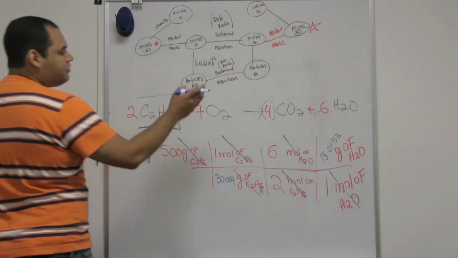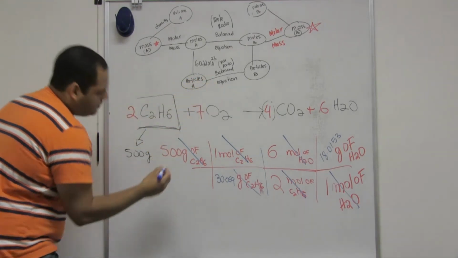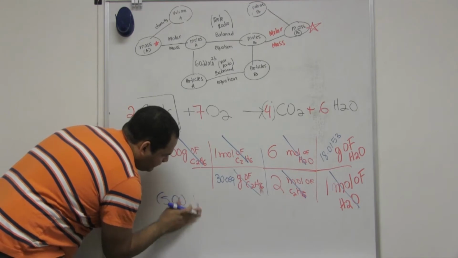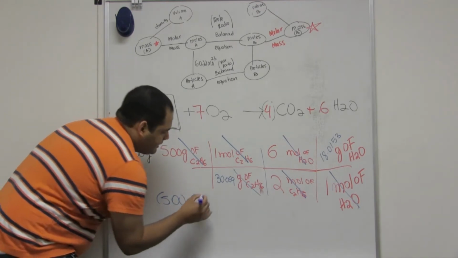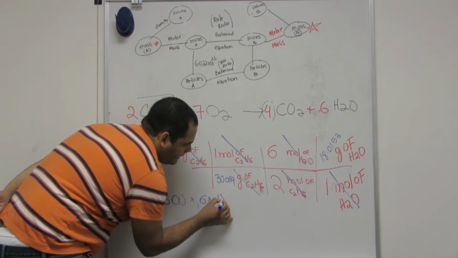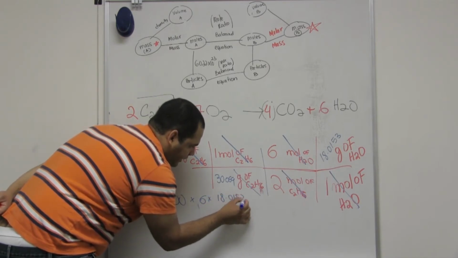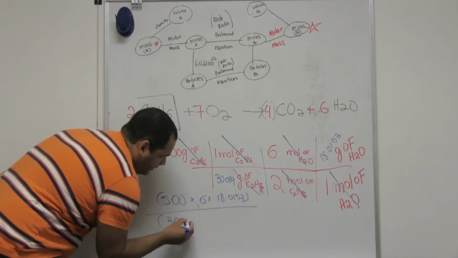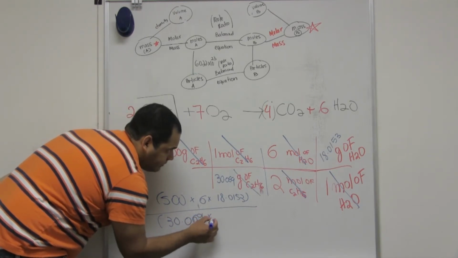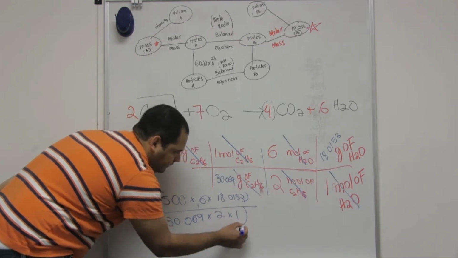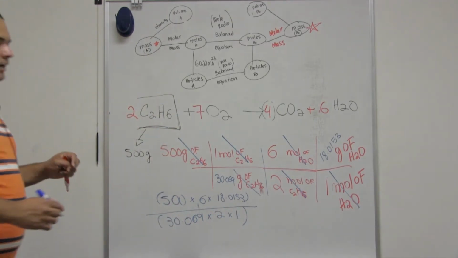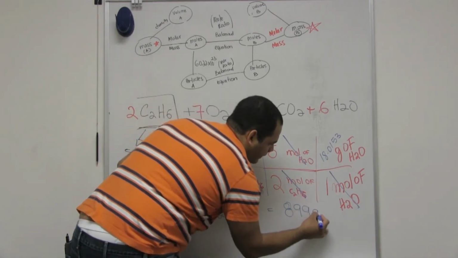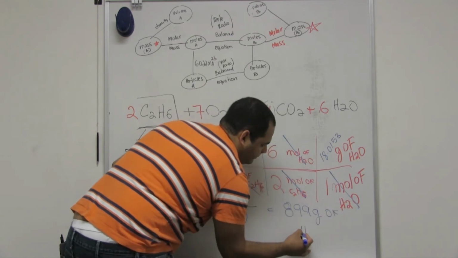So in order to find how many grams of water were produced, I needed to do 500 times 6 times 18.0153 divided by 30.069 times 2 times 1. I already did the calculation and the final answer was 899 grams of water.